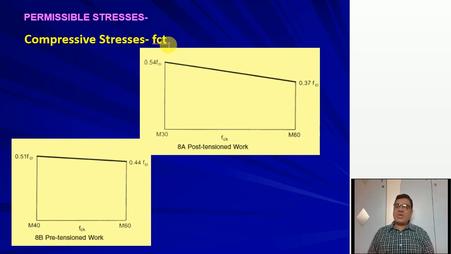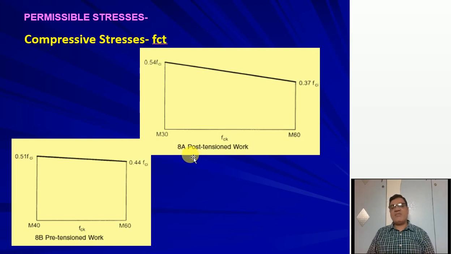There are two cases considered here: initial stage and final stage. Initial stage is also called the transfer stage, and final stage means when the structure is subjected to all the load, that is dead load and live load, under service condition. Now the compressive stresses FCT we can determine from these two figures. Figure 8A is for post-tension work and figure 8B is for pre-tension work.